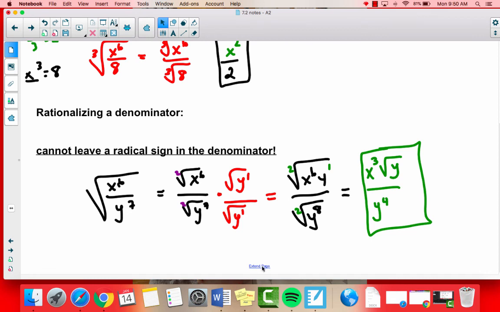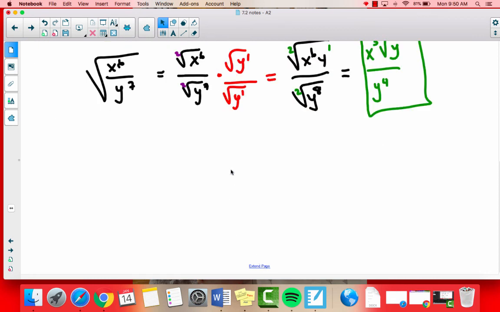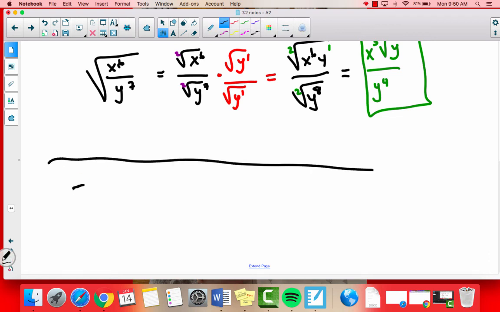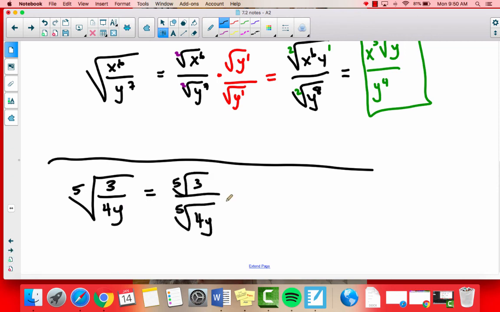If you want to try this example below on your own and see how you do, let me know if you have any questions. So the 5th root of 3 over 4y. So again, break it up into your top and the bottom, and then remember you're going to be multiplying by something on the top and the bottom so that you can reduce the denominator completely where there are no radicals. That might mean you have to multiply the 4 by something and the y by something so that you could take the 5th root of it. If you have questions, let me know.